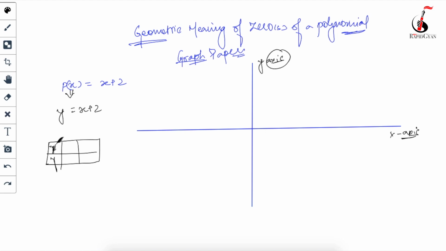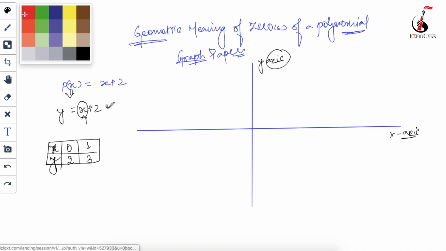Now tell me any value of x which you can put in this equation. I am going to put x equal to 0. So y equal to 0 plus 2, which means you will get 2. Now put x equal to 1. So what is the value of y? y will be 1 plus 2, which is equal to 3.